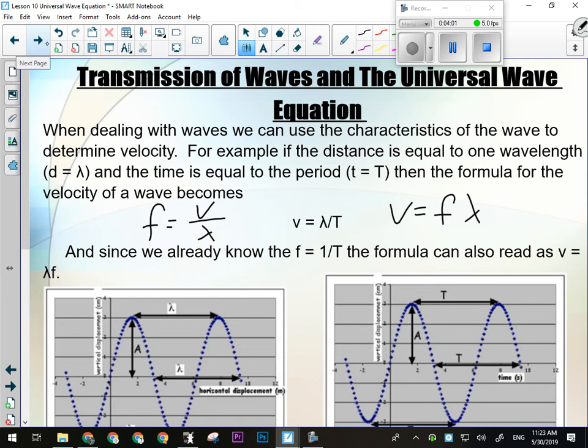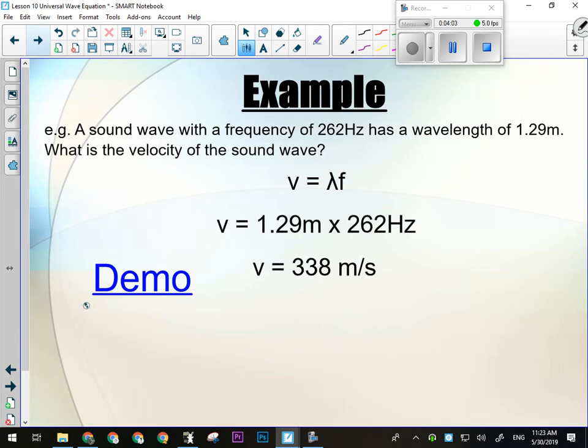If we're dealing with a sample problem here, this would be about as easy as they would get. I have a sound wave with a frequency of 262 hertz, and it has a wavelength of 1.29 meters. What's the velocity of the sound wave? Well, I just plug into my universal wave equation. V equals lambda times F. They told me lambda, they told me F. All I have to do is plug in the numbers, and I'll get that this thing is traveling at 338 meters per second. Everybody all right with that?